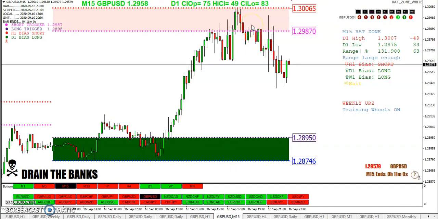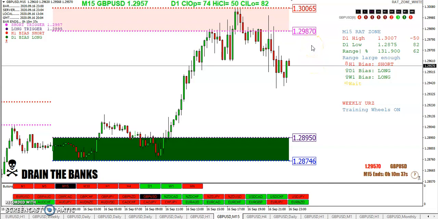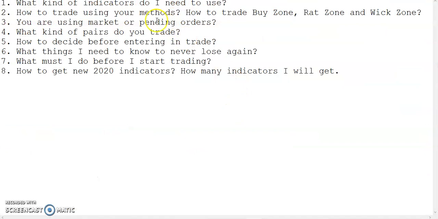And for the rat zone, usually by the end of the day, this number is going to be larger than 20, and this number is going to be larger than 20. Once again, based on frequency distributions for the pound. Now, you need to run the frequency distribution for each pair you want to trade. And when you're starting out, I would suggest you only trade one pair so you can focus. And then that way you'll know what these frequency distributions are. So let's check out the next question.